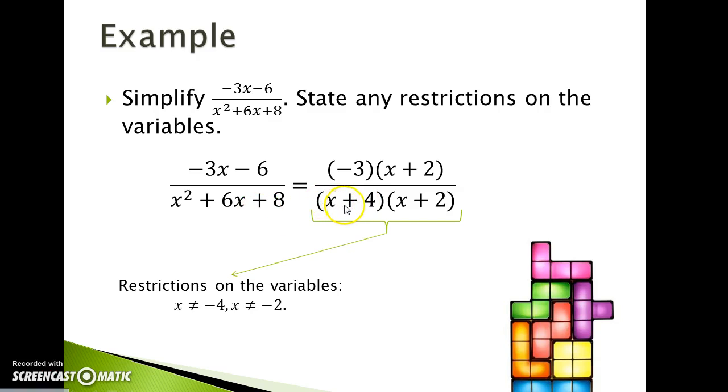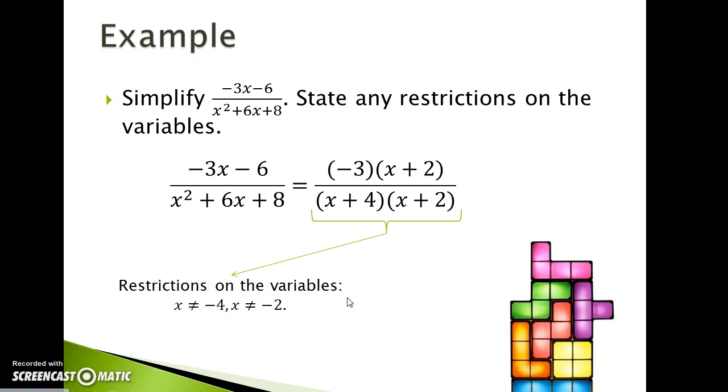We can factor the bottom into x plus 4 and x plus 2 because 4 and 2 multiply to positive 8 and add to positive 6. On the top, we took out the greatest common factor of negative 3, and then it became negative 3 times x, and took out a negative 3 from negative 6, and that became a positive 2. In the denominator, now we can see, oh hey, if x is negative 4 or if x is negative 2, the denominator will be 0, so those are going to be our restrictions.